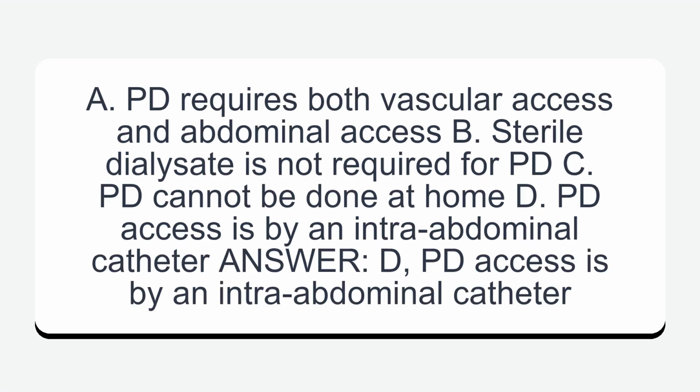Peritoneal dialysis, PD, differs from hemodialysis in which of the following ways? A. PD requires both vascular access and abdominal access. B. Sterile dialysate is not required for PD. C. PD cannot be done at home. D. PD access is by an intra-abdominal catheter. Answer: D. PD access is by an intra-abdominal catheter.